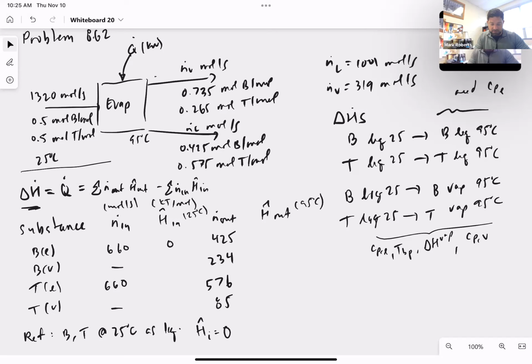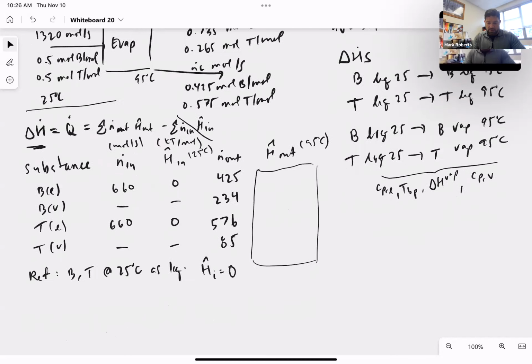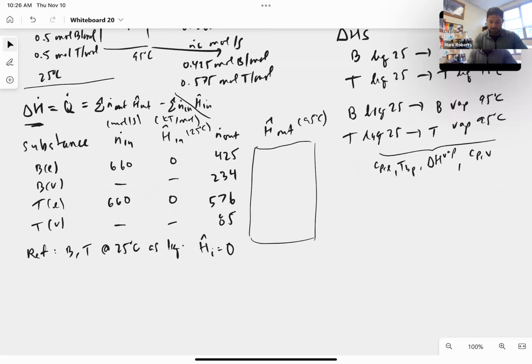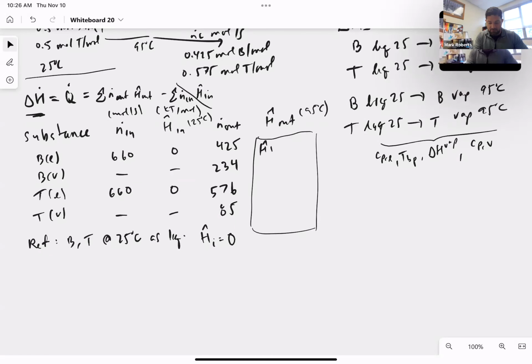So the enthalpy of benzene as a liquid and toluene as a liquid are set to be 0. If we look up at our energy balance, the sum of N_i in H_i in is going to be 0. So what we need to do now is calculate all of these values, and then we can calculate our Q by just the sum of the moles times H out. All right, so let's do this. Actually, for every unknown enthalpy, I'm just going to give them a label: H1, H2, H3, H4.